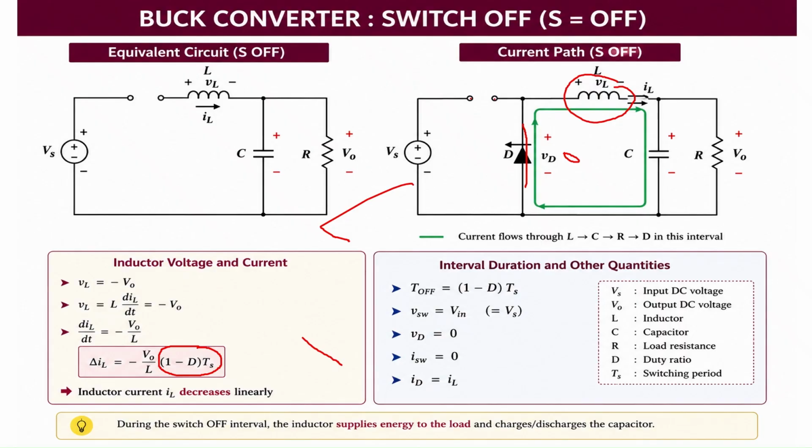Then ISW is the current flowing through the switch. The switch is open circuited, so there is no chance of current flowing through it, so the current through the switch is 0. And ID is the current flowing through the diode, which is equal to the current flowing through the inductor, so ID is equal to IL. These are the values of voltages and currents in the turn off interval. I hope you are clear about the values of voltage and current during the T on interval and T off interval.